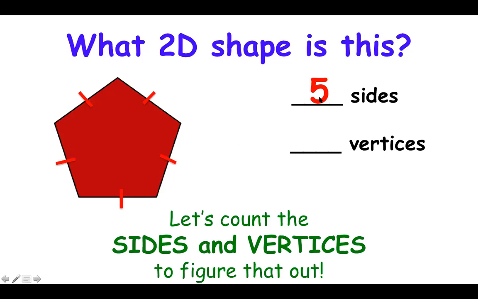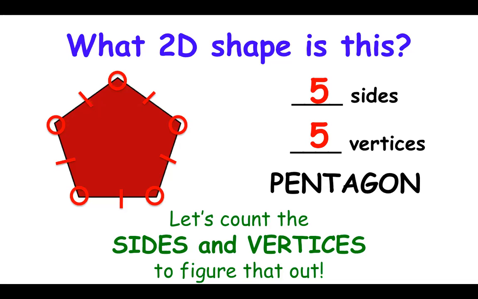Now let's count the vertices. Remember again, a vertice is where 2 sides meet. Here's one vertice where this side and this side meets each other. So 1, 2, 3, 4, 5. This shape has 5 vertices. Now, anytime a shape has 5 sides and 5 vertices, no matter what it looks like, it is called a pentagon. A pentagon is always a shape with 5 sides and 5 vertices.